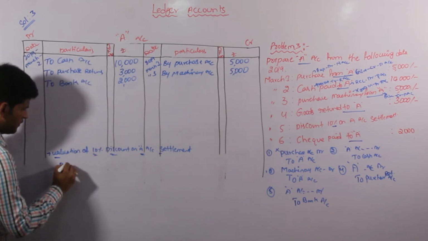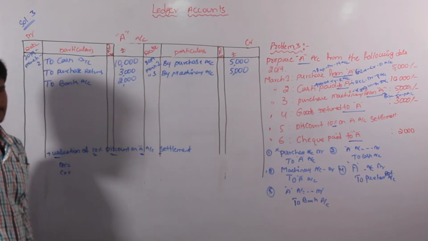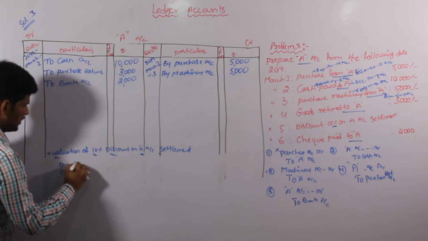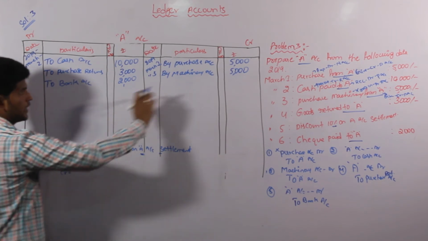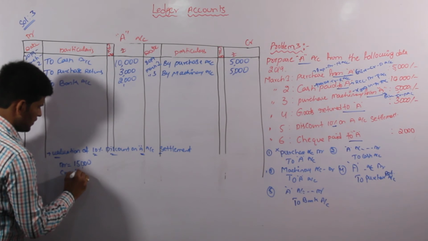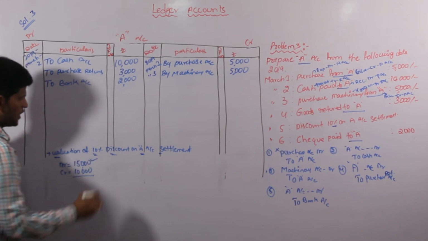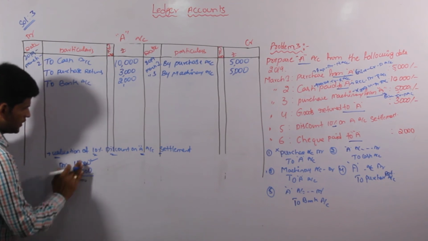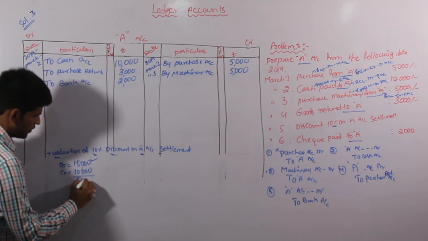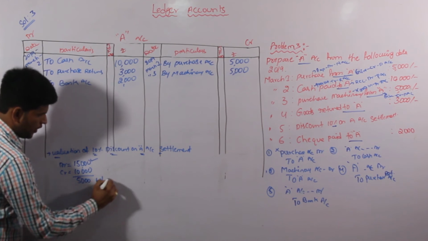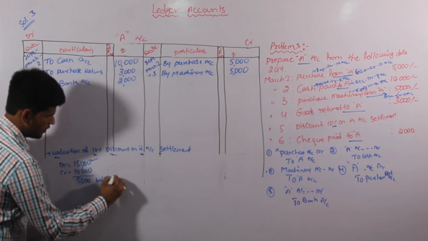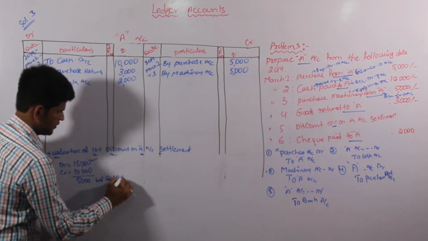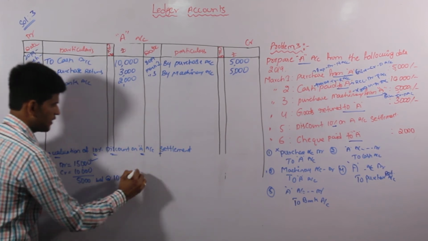Discount. Debit value equals credit value, which we have to calculate. The debit value total: 10 plus 3 is 13, 13 plus 2 is 15,000. Debit total is 15,000. Credit value: 5 plus 5 is 10,000. So we have an excess value on the debit side. 15,000 minus 10,000 is 5,000 balance. On this balance the discount rate is 10%. This one we have to do.